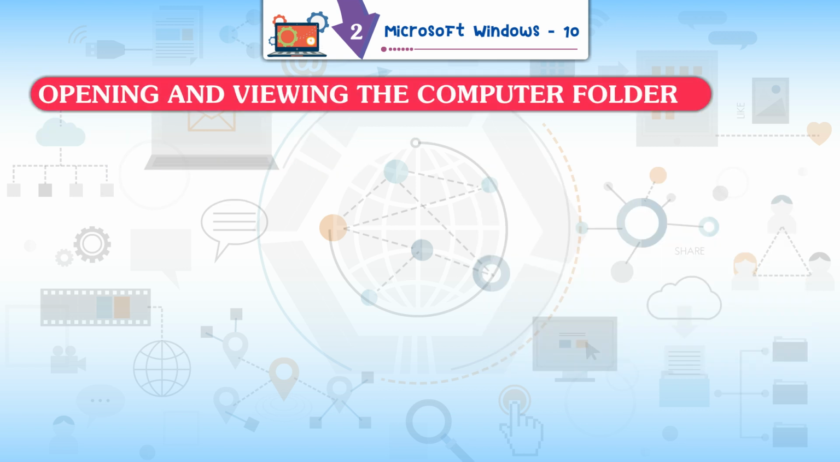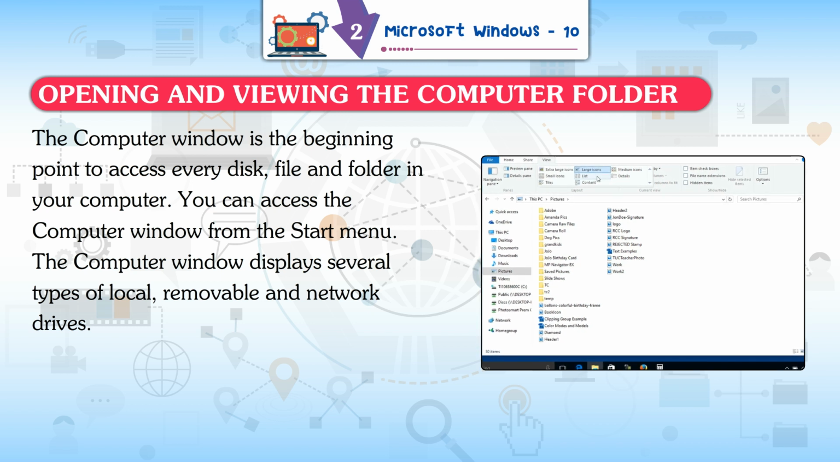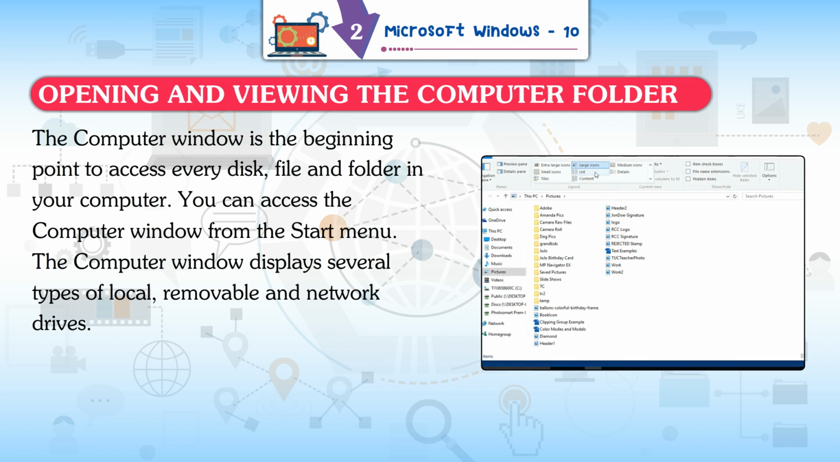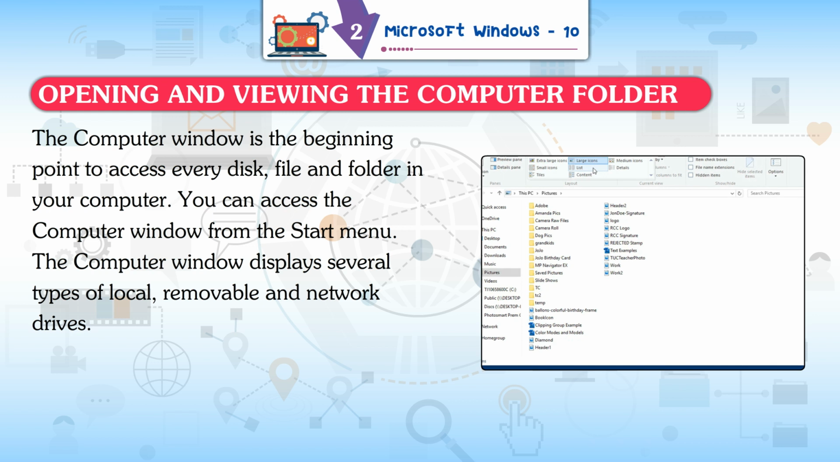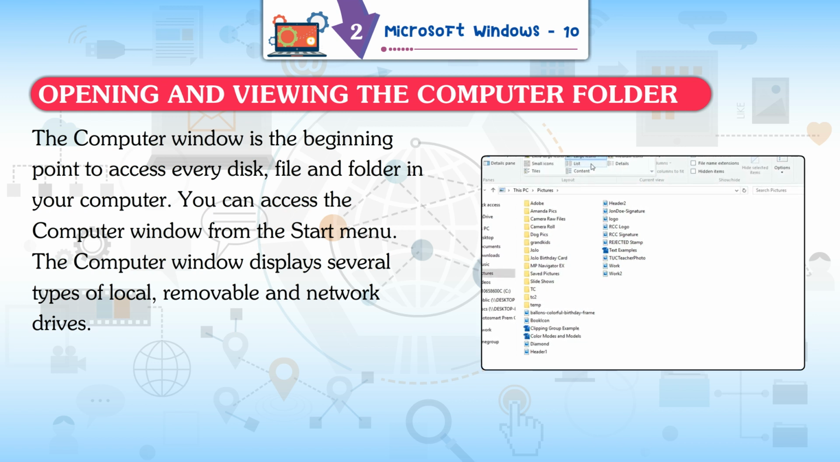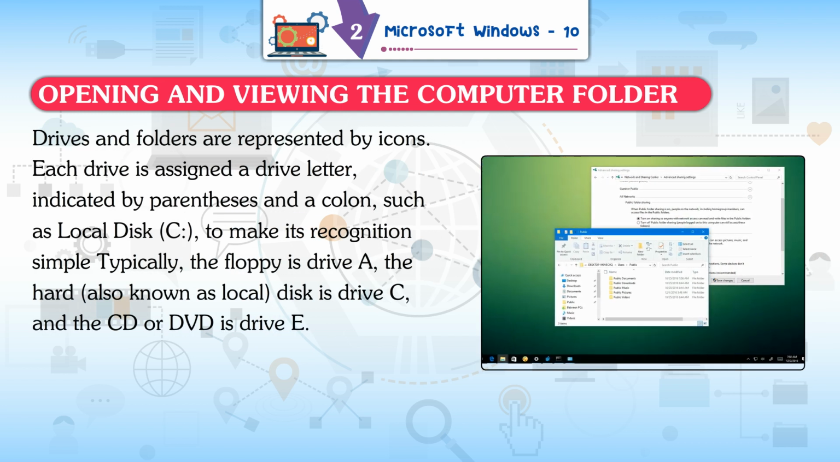Opening and viewing the Computer folder. The Computer window is the beginning point to access every disk, file, and folder in your computer. You can access the Computer window from the Start menu. The Computer window displays several types of local, removable, and network drives. Drives and folders are represented by icons.